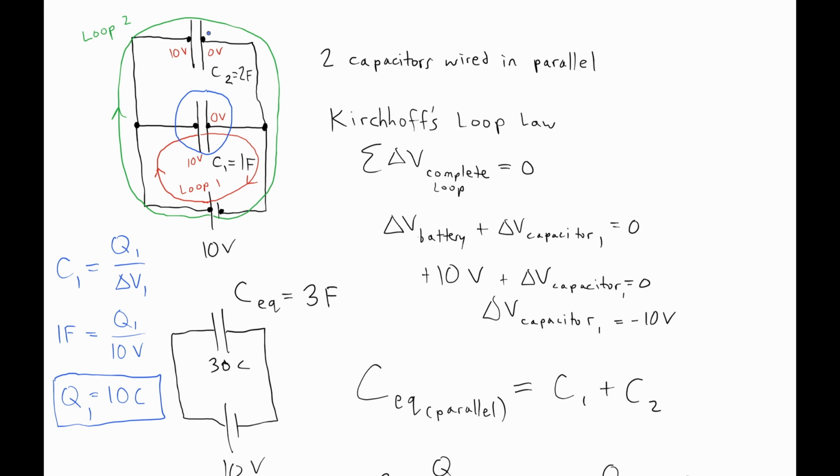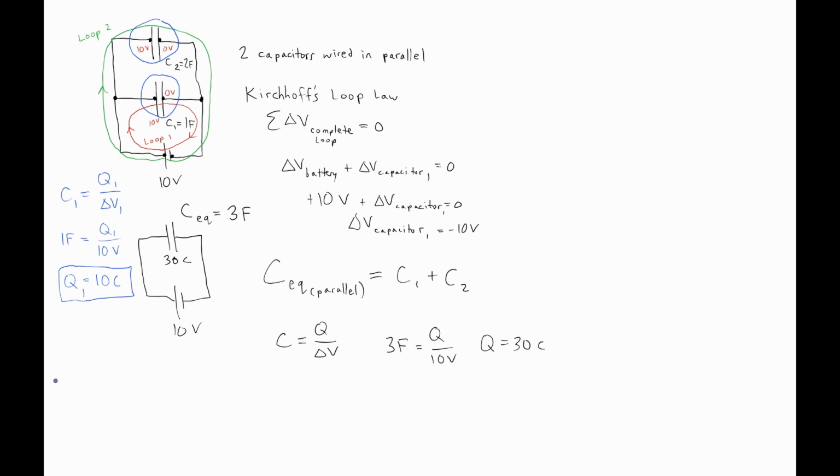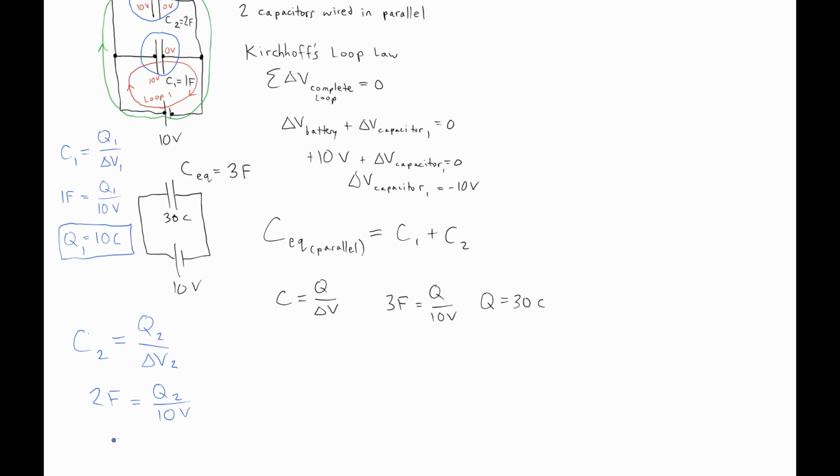Then you want to apply C equals Q over delta V to the other capacitor. So for that, we'll use C2 equals Q2 over delta V2. This is a 2 farad capacitor, so it's going to be capable of holding twice as much charge. They have the same potential difference, but we find that Q2 is going to be 20 coulombs now.